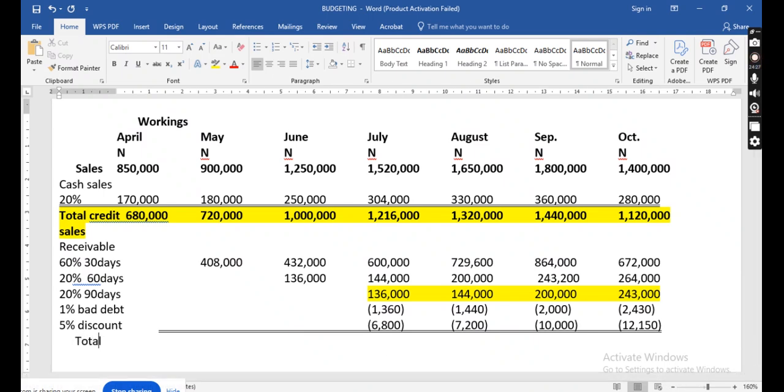Total receivable. Okay, now give me the figure. Sorry, give me the figure. 871,840. 871,840. Next.